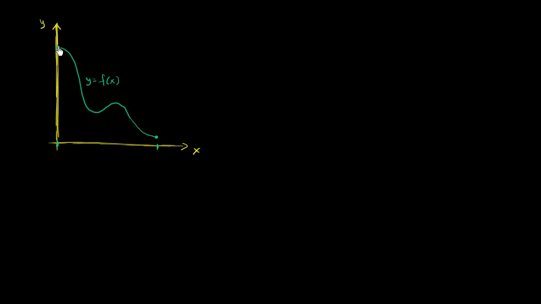pretty obvious. We hit a maximum point right over here, right at the beginning of our interval. It looks like when x is equal to 0, this is the absolute maximum point for the interval, and the absolute minimum point for the interval happens at the other endpoint. So if this is a, this is b, the absolute minimum point is f of b, and the absolute maximum point is f of a, and it looks like a is equal to 0.